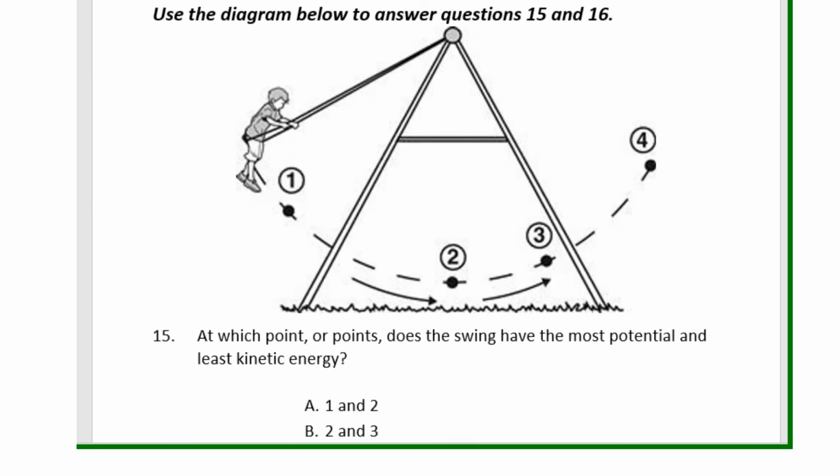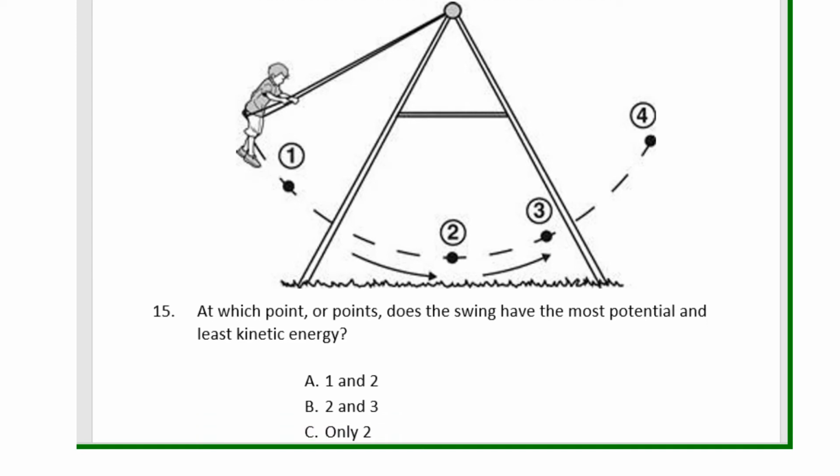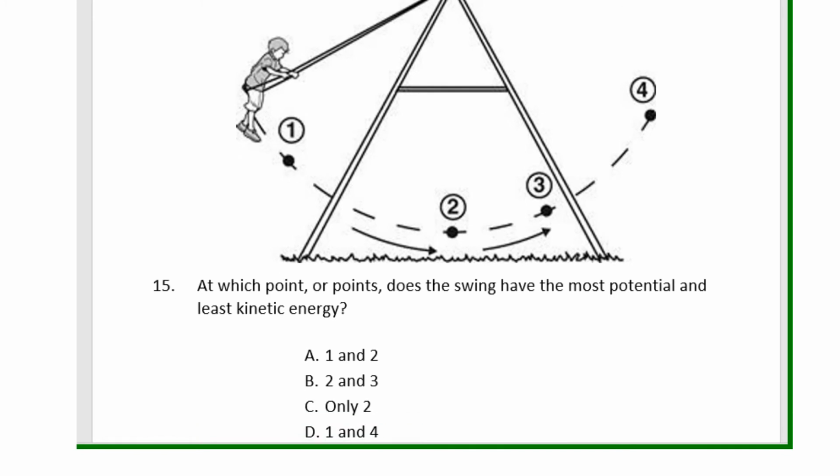Use the diagram below to answer questions 15 and 16. Number 15. At which point or points does the swing have the most potential and the least kinetic energy? Choice A, 1 and 2. Choice B, 2 and 3. Choice C, only 2. Choice D, 1 and 4.